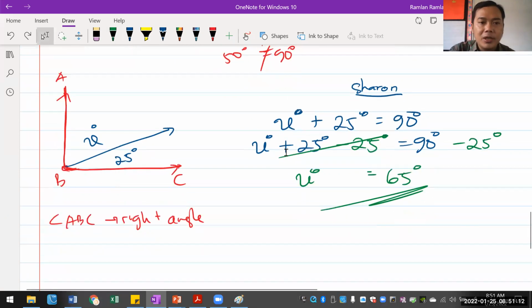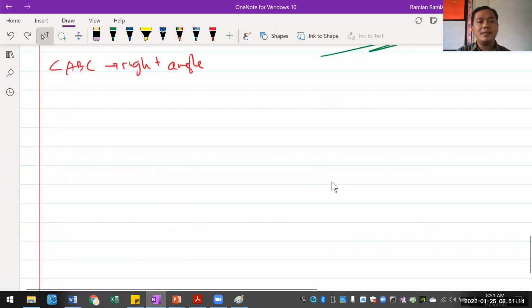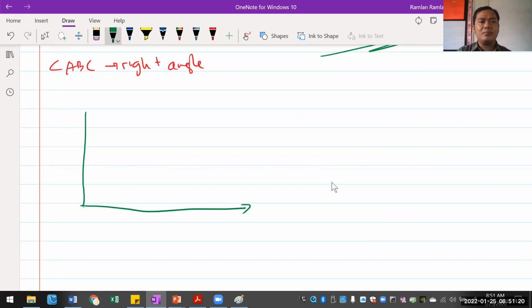Next, I'm going to give you another question. Let's say I'm going to divide that into 3 parts. What if I divide that into 3 parts? Sorry, the drawing is not straight, just assume it is straight. So let's say this is again ABC, and ABC also is a right angle.